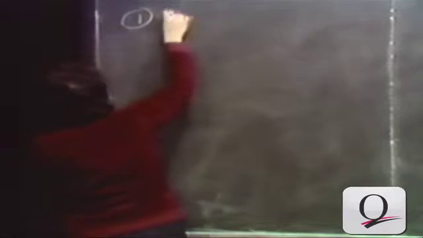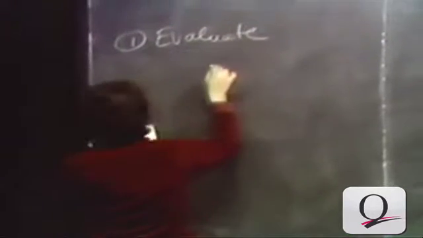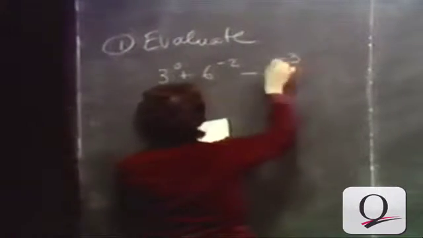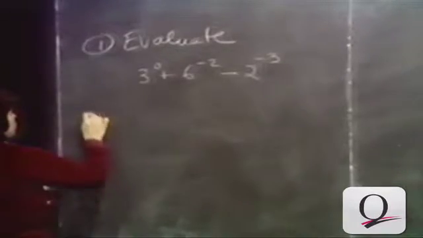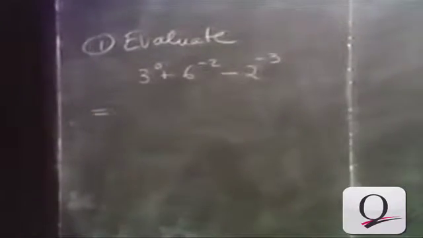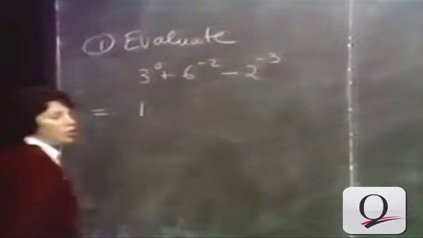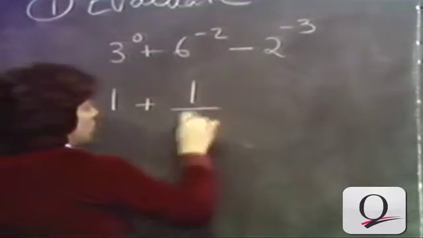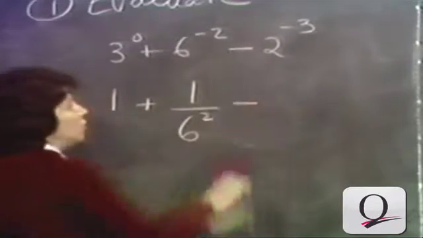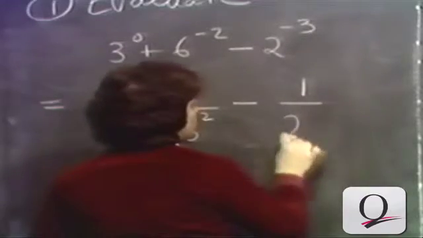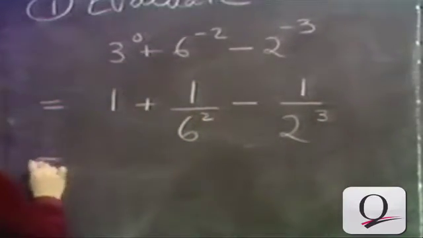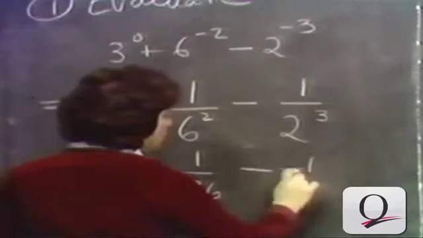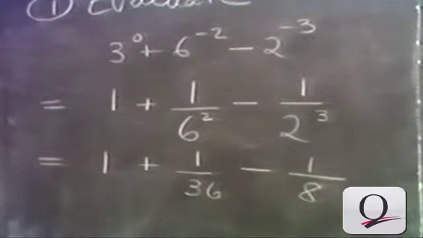In the first example, we would like to evaluate the following expression: 3 to the 0 power plus 6 to the minus 2 power, take away 2 to the minus 3 power. Three to the 0 power, of course, would be, by definition, 1. A to the 0 is 1. 6 to the minus 2 power can be rewritten as 1 over 6 to the 2nd power. Take away, now 2 to the minus 3 power is rewritten as 1 over 2 to the 3rd power. So we have 1 plus 1 over 36 minus 1 over 8. And we have a problem involving addition and subtraction of fractions.